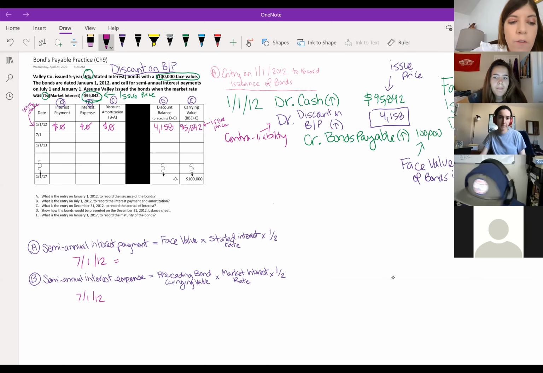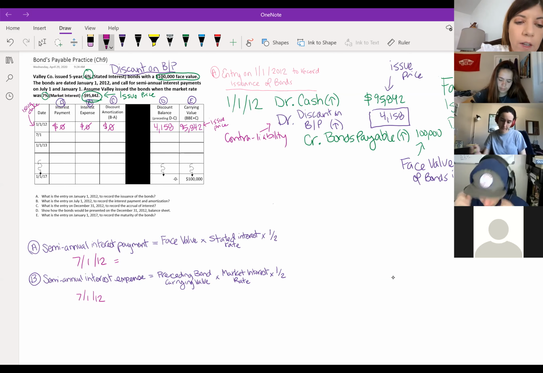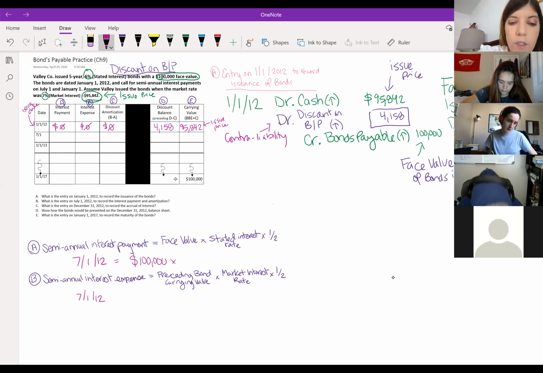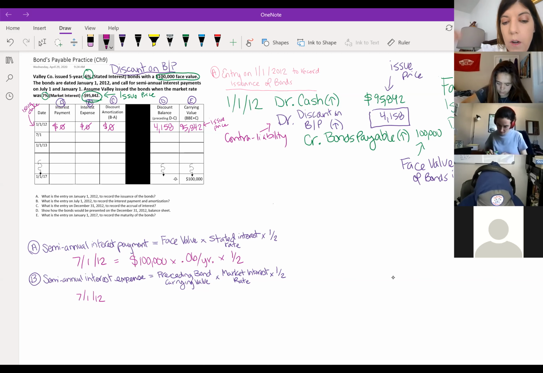For July 1st, the interest payment, we're going to take face value, which was 100,000. Interest that we pay is based on the stated interest rate because that's what we offered, 6% per year. And we're multiplying that times 1/2, or 6 months divided by 12 months, right? Because half of that annual interest is paid in July, half of the annual interest is paid in January.